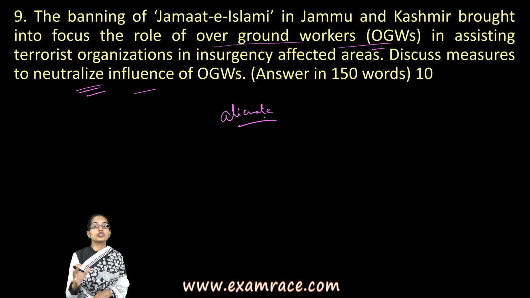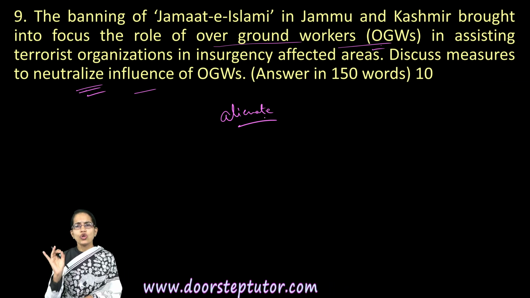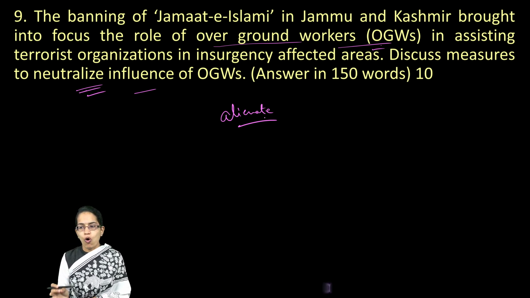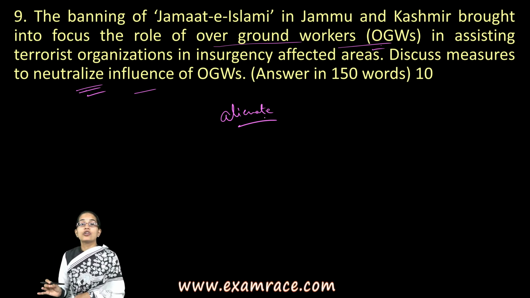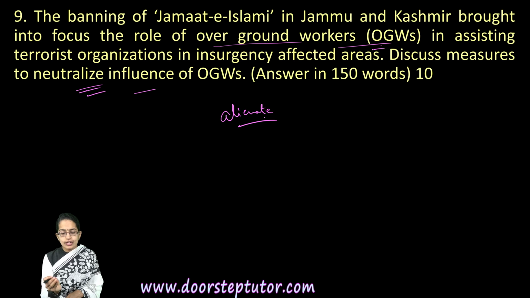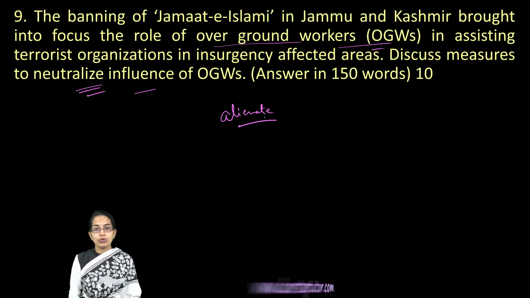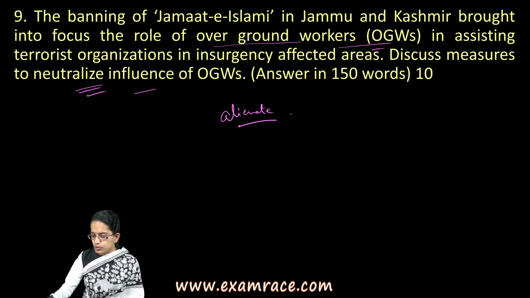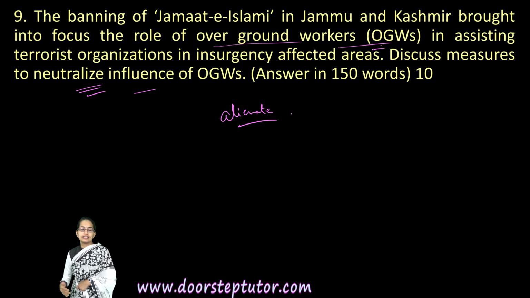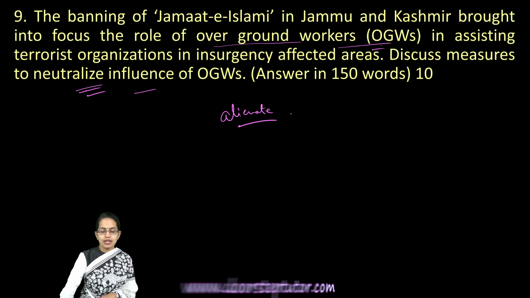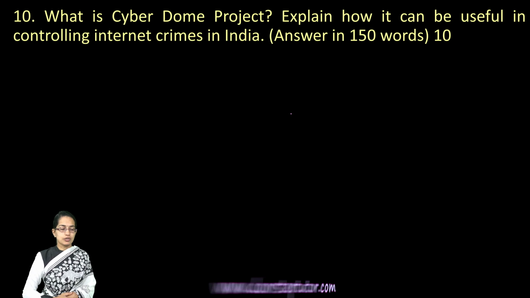Intelligence networking should be very, very strong. So solid infrastructure for intelligence, better human surveillance, better cooperation, and fast track courts. Because of the fast track courts, what would happen? The long pending cases would just go off and the things could be brought into a much smoother route.